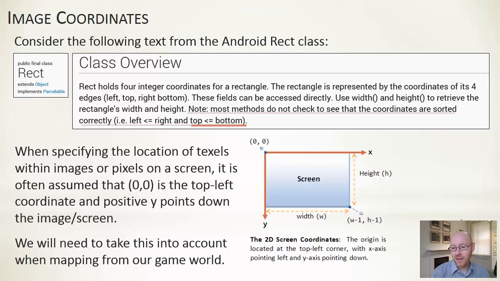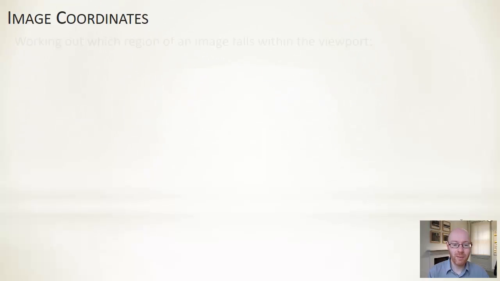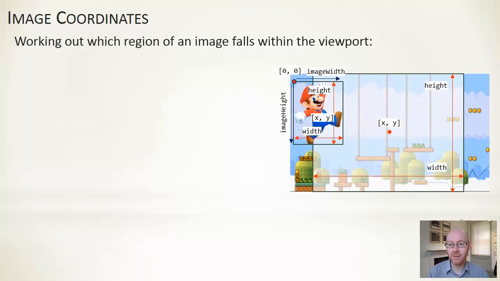So let's have a look then at how we work out which region of the bitmap falls within the viewport. We're going to do that as a rectangle, and then given that, we will be able to draw. That's going to be our source rectangle, the region that we will be drawing out to the screen. So I'm assuming here we've got our usual viewport and our image. We've got a center point, like a width and height. This is how I'm assuming we have the two aspects defined.